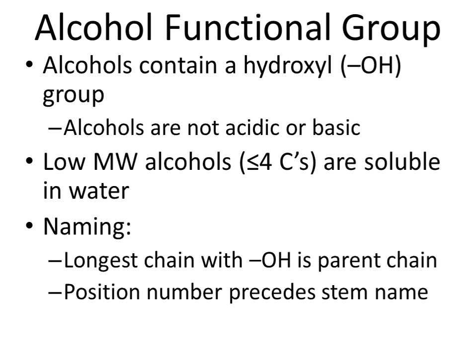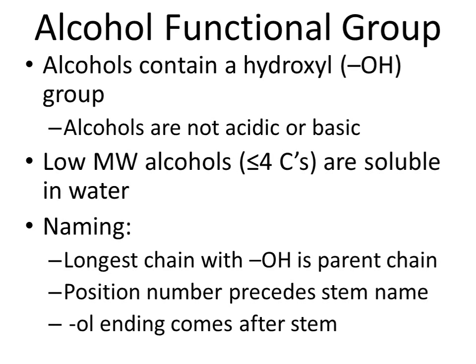Your position number for the hydroxyl group precedes the stem name. So right before you identify how many carbons are in the parent chain, you would put a position number. And the ending that comes after the stem changes to OL. So if you had an alcohol group on an alkane, instead of ending in ANE, now the name is going to end in ANOL. The E is swapped out for the OL ending. So anytime you see OL on the end of a name, you know that it contains an alcohol group.